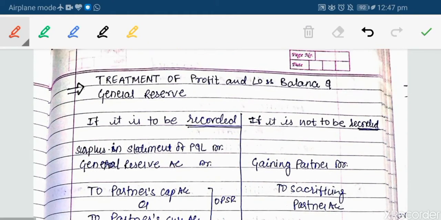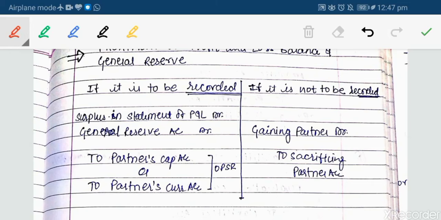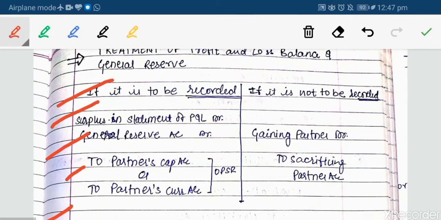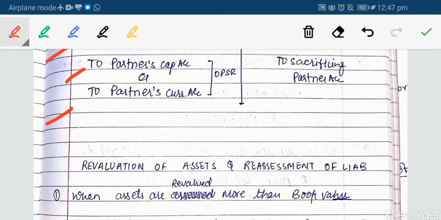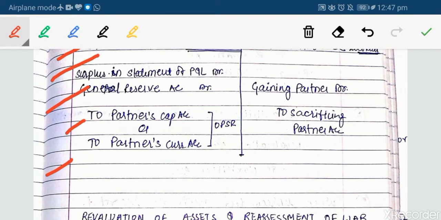So what entry will we be passing? If it is to be recorded, that means it is not to appear in the next balance sheet, the entry will be passed like this: surplus in statement of profit and loss account debit, general reserve account debit, to partners capital account or to partners current account if there is profit. In case of loss, the reverse entry of this will be passed. This will go there and from this place it will come here. So we have to be careful.